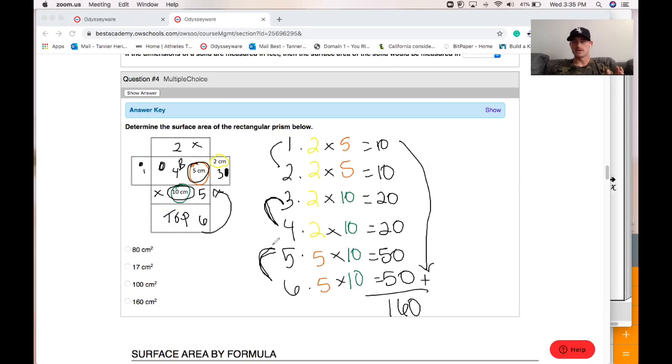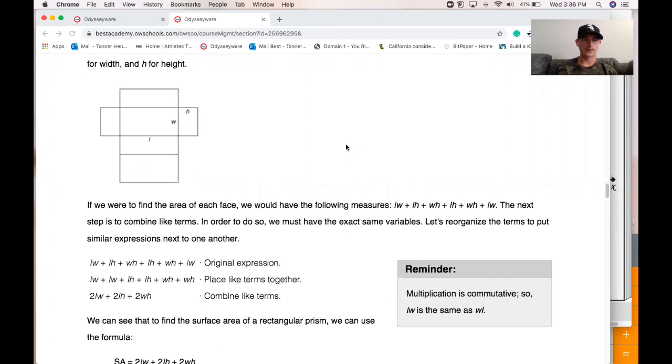Like I said, the rest of the lesson, we'll use a formula, but we can always, if it's 6 sides, list them out 1 through 6, write each number 4 times, multiply, and then add them all together. So this is the formula I was talking about.